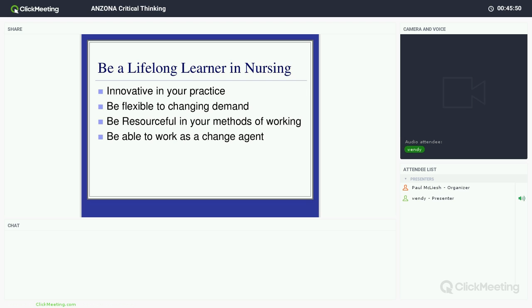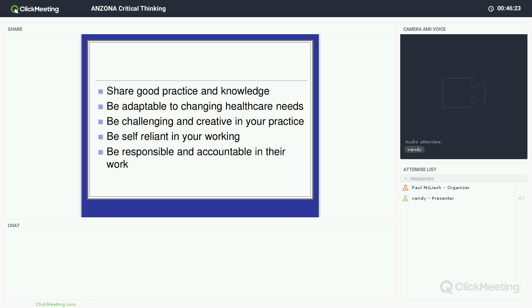One of the things that I've always liked is this concept of being a lifelong learner in nursing. It's an old concept from quite a while ago, but every time I read it, it makes me think of some of the nurses that I've worked with that I've held in high esteem with their practice. So what I encourage you to do is to be a lifelong learner. Be innovative within your practice, be flexible to changing demands, be resourceful in your methods of working, and be able to work as a change agent.